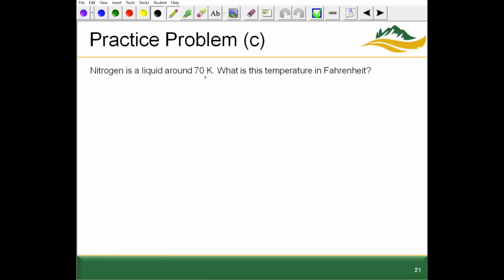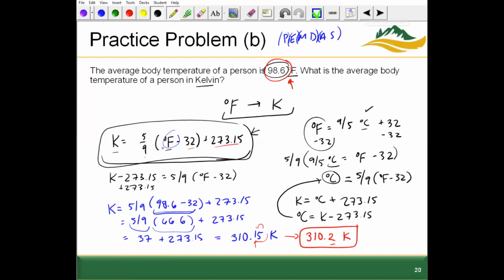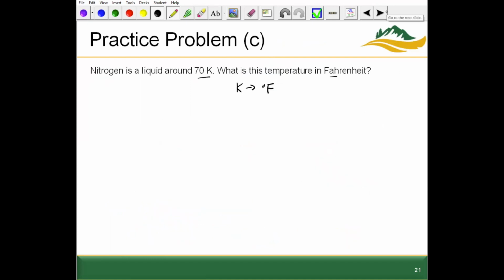Here we're instructed to go from Kelvin to Fahrenheit. And we could rearrange this equation in terms of Fahrenheit and then be able to plug in a value for Kelvin. I will go ahead and give you that conversion factor, but feel free to practice doing that rearrangement of that formula on your own. So here we have degrees Fahrenheit is equal to 9/5 times Kelvin minus 273.15, then plus 32. Let's plug in our values here.